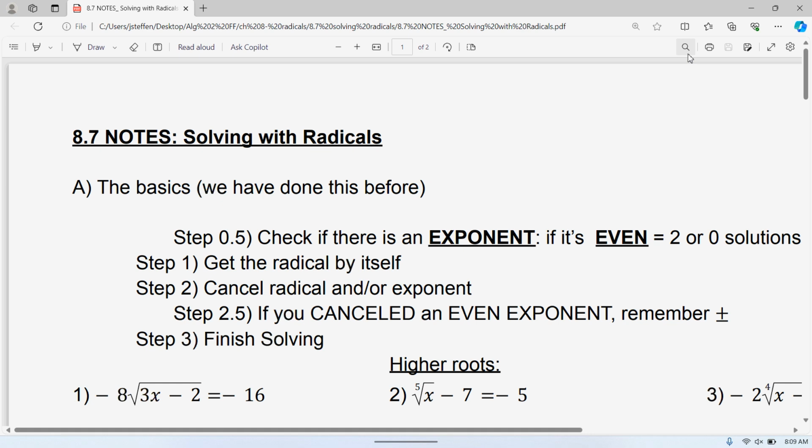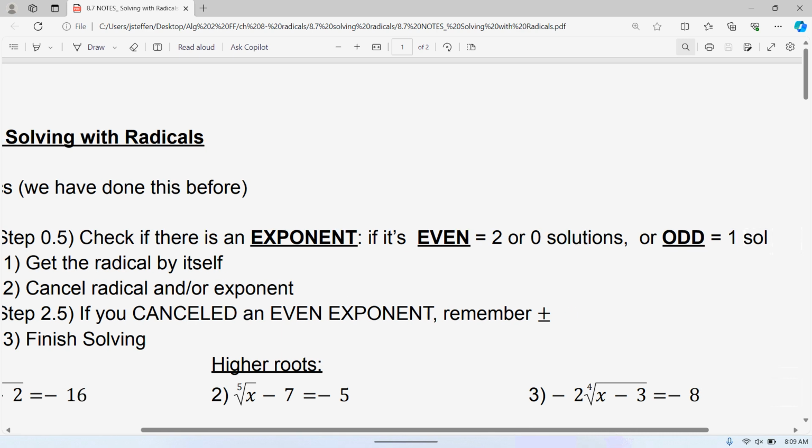So, about these steps, really there's only 3 steps, but a couple half steps just to make some reminders, with a little bit more detail. But first off, the first thing it's not a bad idea to look for is if there's an exponent, double check. If it's even, you either get 2 answers or no solutions, or 0 answers. If it's an odd, you end up getting 1 solution.